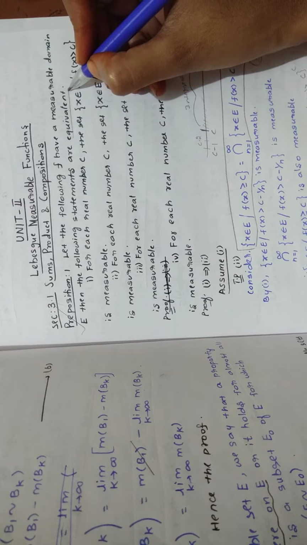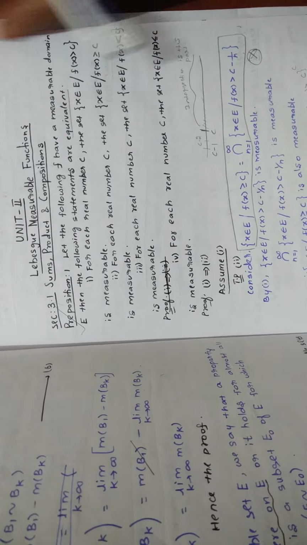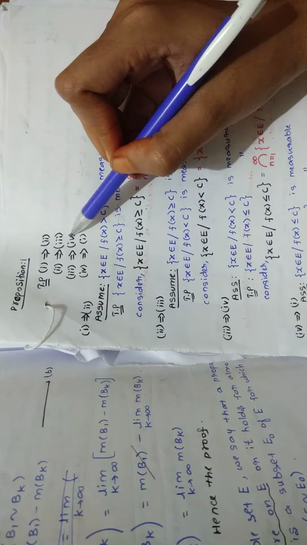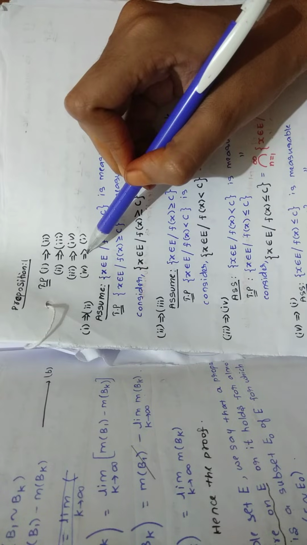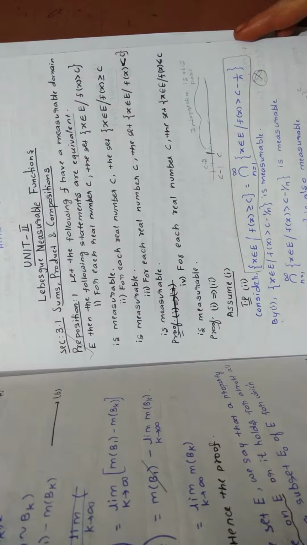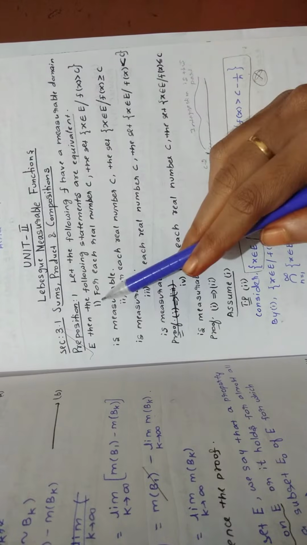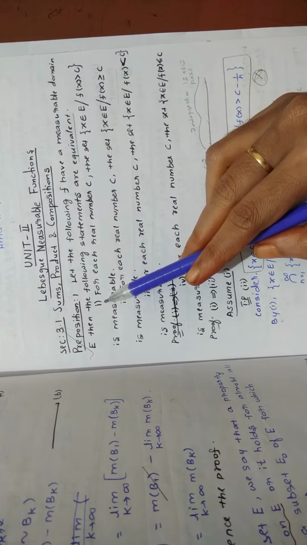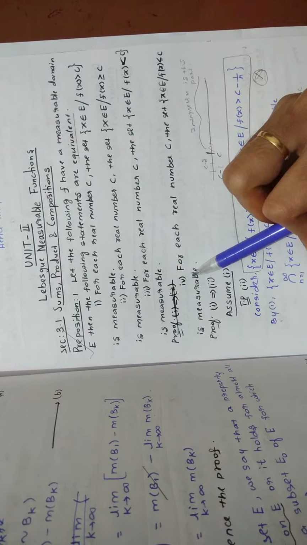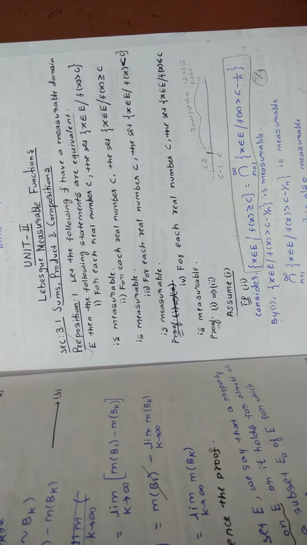We know that if they ask you to prove that the given statements are equivalent, we have to prove 1 implies 2, 2 implies 3, 3 implies 4 and 4 implies 1. That is what we are going to do here also. This is the first statement, this is the second one, this is the third one, this is the fourth one. First we are going to prove 1 implies 2.